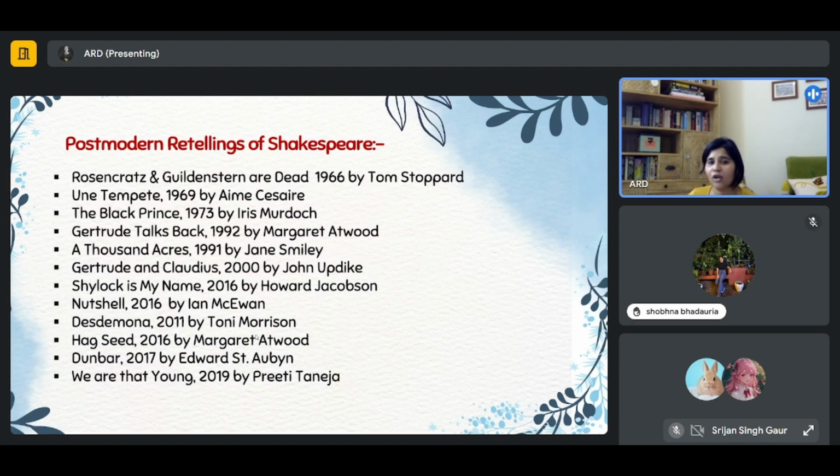Then there is Iris Murdoch. We know Iris Murdoch, Margaret Atwood. Jane Smiley might be a new name. It was a new name for me. Then John Updike. We know John Updike from the Rabbit Run series. Very post-colonial work. Howard Jacobson is a new name. Ian McEwan we know. How do we know Ian McEwan? Atonement. Yes, Atonement. Okay, everyone has seen Atonement. But what is his Booker Prize winning novel? Ian McEwan's?